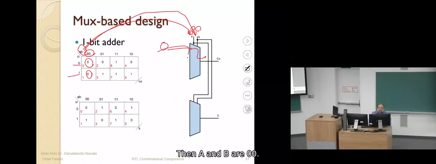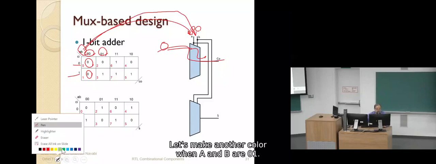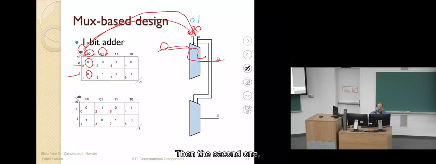Now, let's say A and B are 0, 1. When A and B are 0, 1, let's make another color. Then the second input, input 1, is selected. When A and B are 0, 1, the output is 0 when CI is 0, and the output is 1 when CI is 1. So what is the output? The output is 0 when CI is 0 and 1 when CI is 1. So I put CI here.